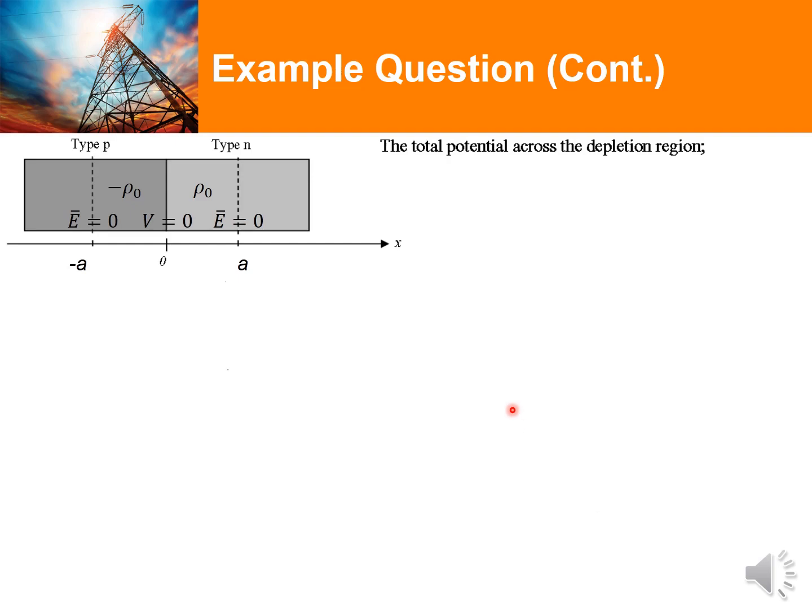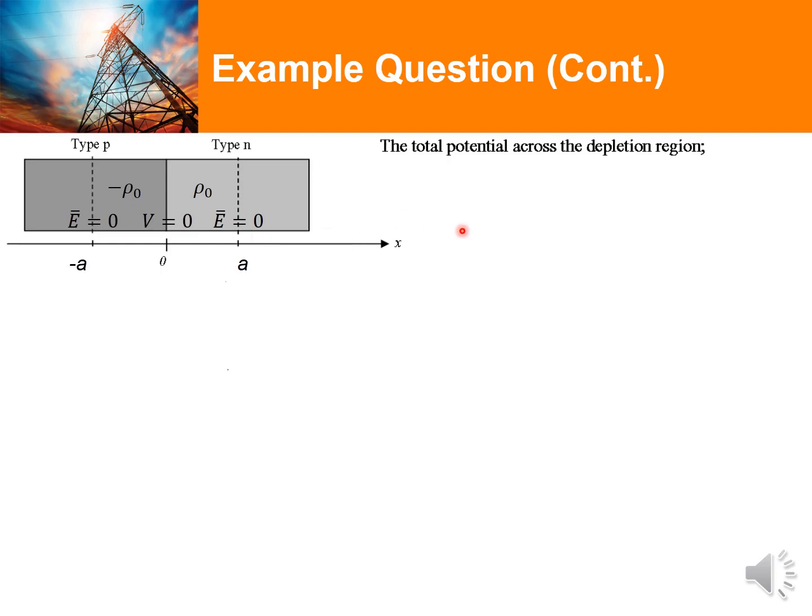Let's recall the information provided to us: the definition of rho v, which is rho naught in the region between 0 to a, and negative rho naught between negative a to 0; the value of potential at x equivalent to 0; and the value of electric field intensity at x equivalent to negative a and a, which are also equivalent to 0.